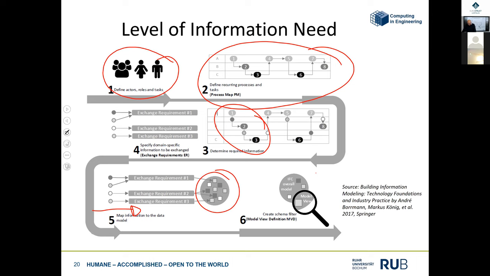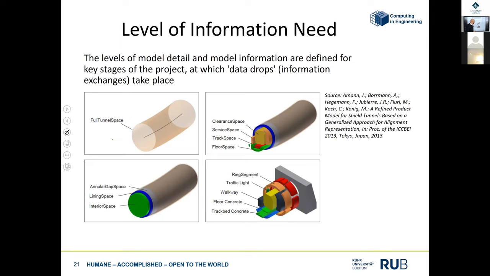So this level of information need is also related, of course, to the geometry. Normally, related to the existing phases and activities which we perform, we have a different level of geometry. So maybe in a conceptual design, we have a very rough design, maybe only one or two objects, maybe the alignment, the tunnel space. Maybe then we define this in a little more accurate way, and as you can see, the direction is a little bit like this. In the end, maybe we have a complete detailed design.